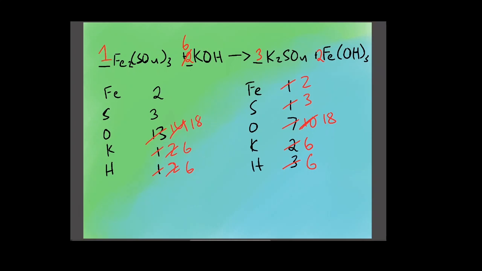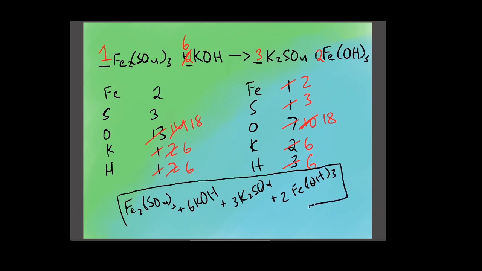Recalculating the number of atoms present in each of the elements, again with the coefficient of 6 now in place, you can see that both the number of atoms in the reactant side and product side are equal. Therefore, we conclude that the coefficient for iron sulfate is 1, as there is no need to add more atoms in the reaction, and thus the reaction between iron sulfate and potassium hydroxide is balanced.